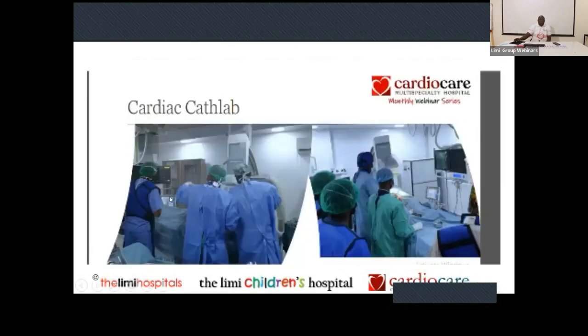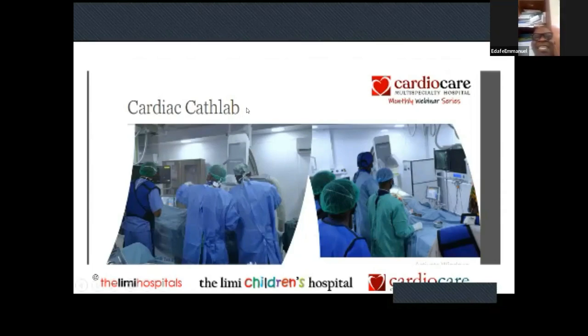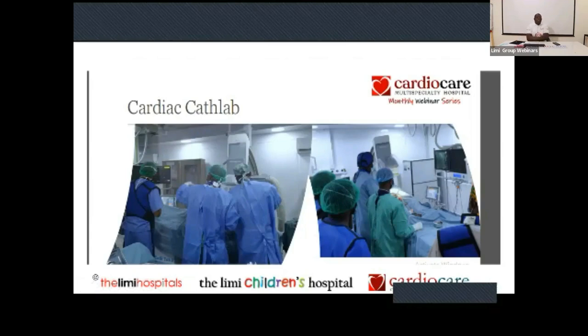This is a picture showing our cath lab, with a patient having coronary angiography and PCI. That is Dr. Edafe, the lead interventional cardiologist, at work there. I don't know if Dr. Edafe is back. Hello? Yes, sorry. I've been trying to bring you in for the part on reperfusion strategy, either PCI or thrombolysis.